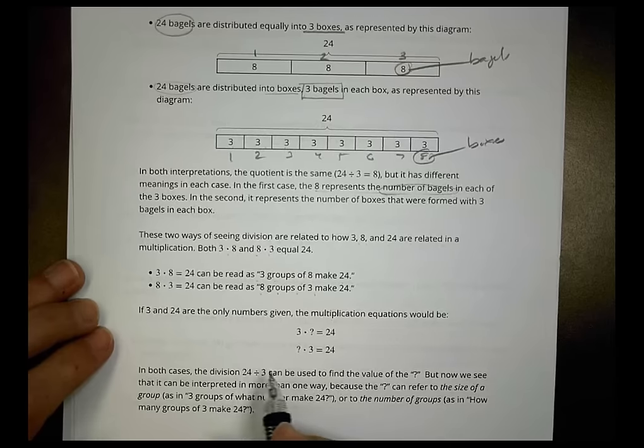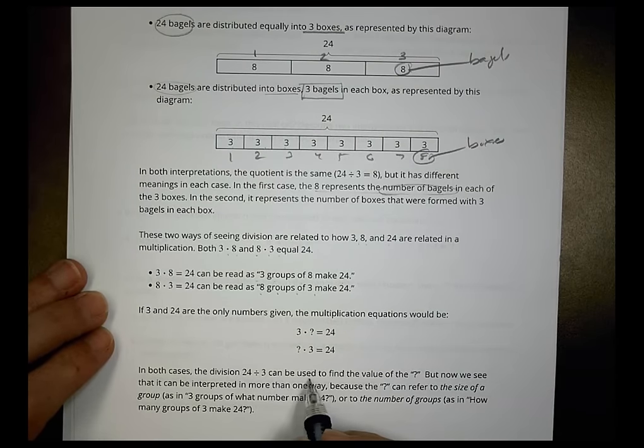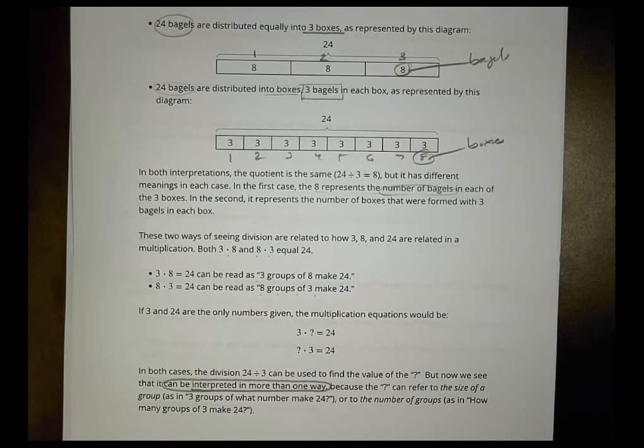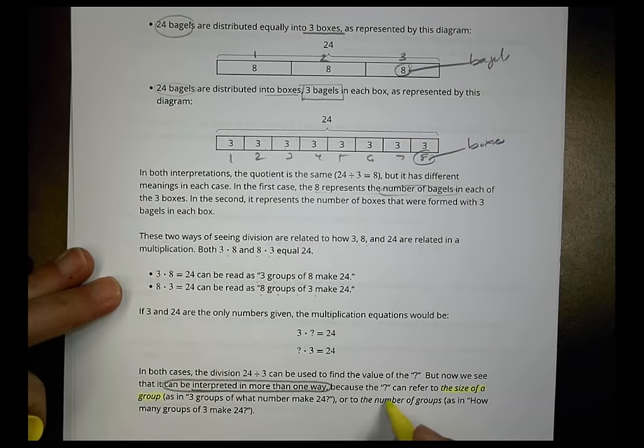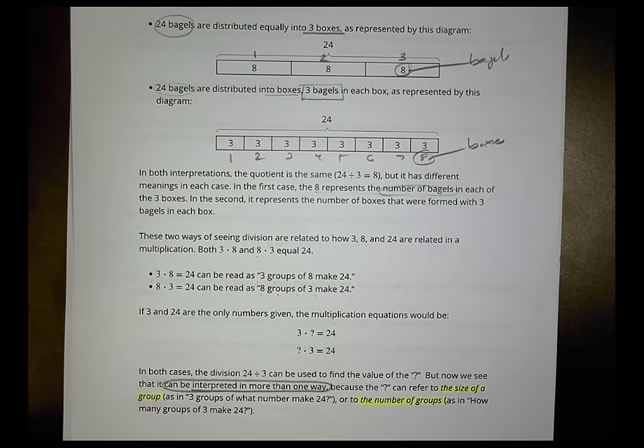In both cases, the division of 24 divided by 3 can be used to find the value of the question mark. Well, we don't know, but now we see that it can be interpreted in more than one way. And that's kind of the key thing here. It can be interpreted more than one way. So the question mark can be the size of a group, or it can be the number of groups. Those are 2 things that it could be. So just keep that in mind as you're working through the problems on today's activity, and just make sure you have an understanding of what you think you're doing there. Okay, we'll pause there, let you work on your homework, and come back together in a moment.